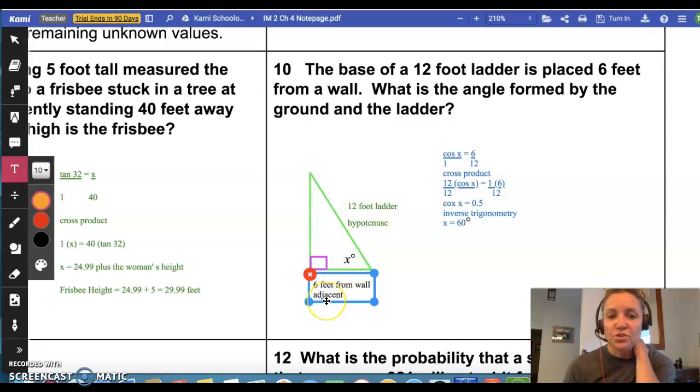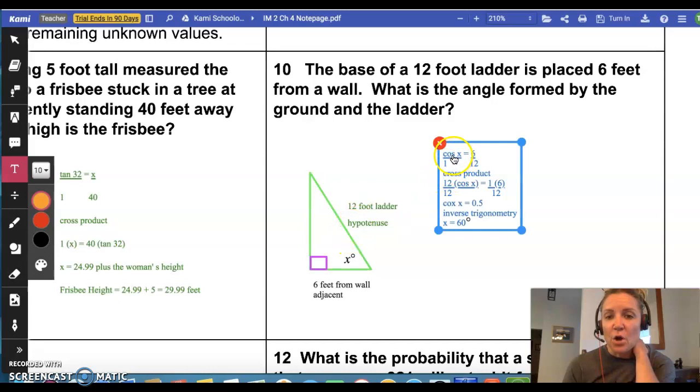So which trig function uses adjacent and hypotenuse? That would be cosine. So we're going to say the cosine of x equals 6, which is the adjacent side, over the hypotenuse, which is 12. Then we're going to solve that proportion by using the cross product. So 12 times the cosine of x equals 1 times 6. Divide both sides by 12.